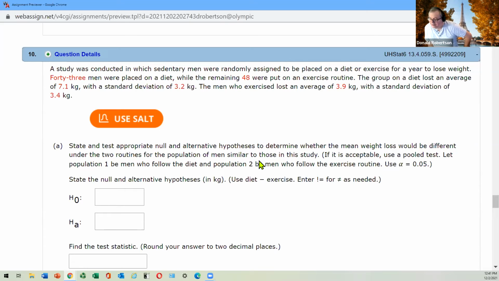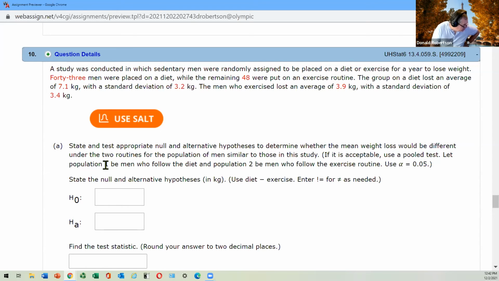Those who were put on a diet to lose weight and those that were told to go jog 5 miles, right, whatever. State an appropriate null and alternate hypothesis to determine whether the mean lost weight under these two routines differs for the population of men similar to those in this study. And can you see the word that I mentioned earlier? You see the pooled? The only difference is you'll check that little box when you come to do the question, right?